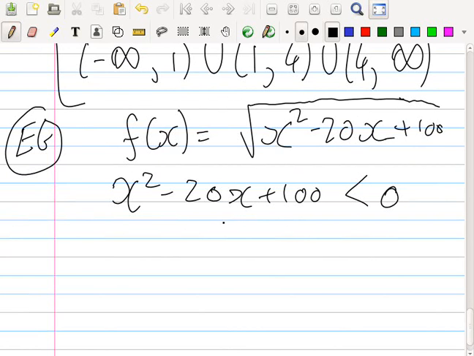Not 10 and 10, not 20 and 5. Can you do mode 53? Only 10. Just 10? Good. So 10 here.